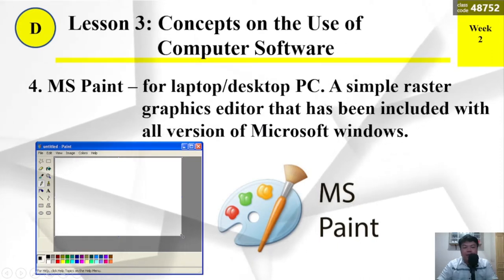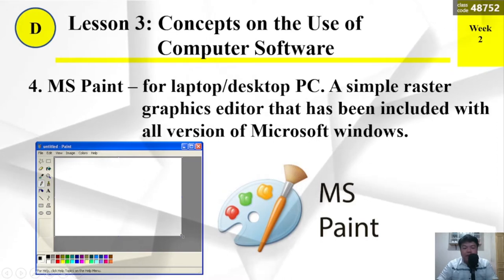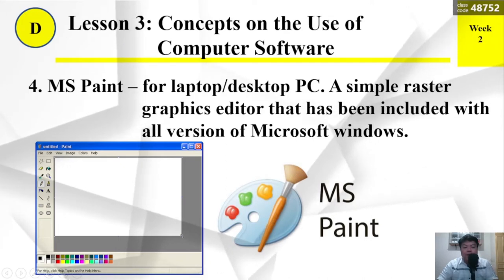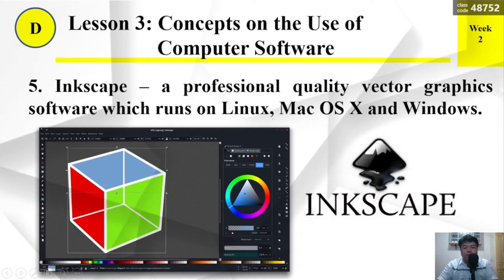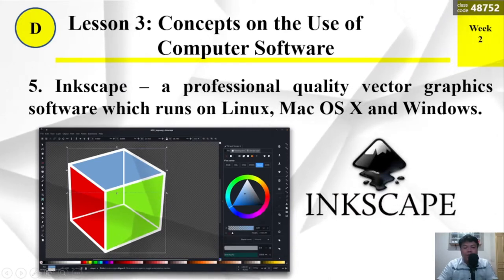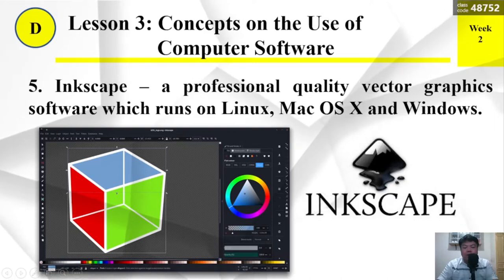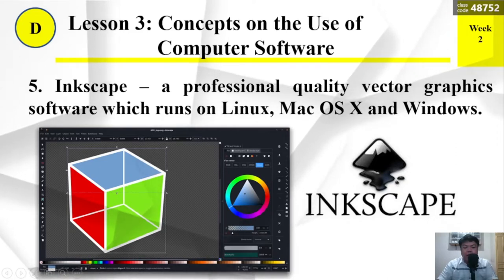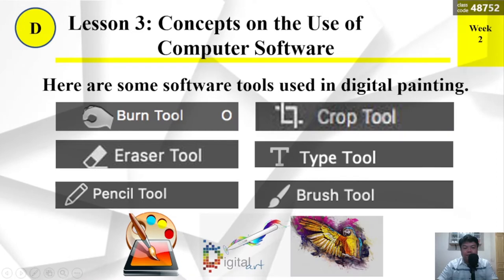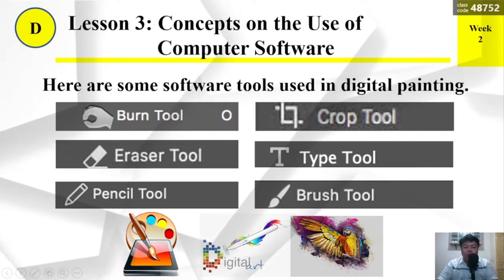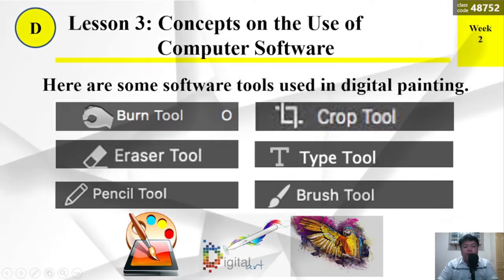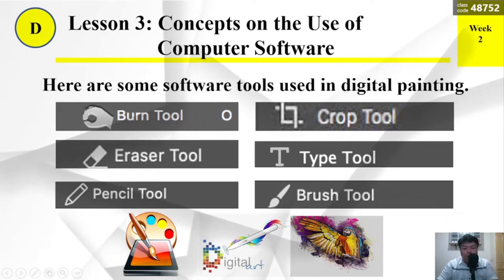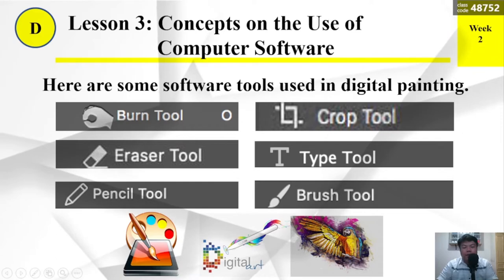MS Paint. For laptop or desktop PC, a simple raster graphics editor that has been included with all versions of Microsoft Windows. Inkscape. Inkscape is a professional quality vector graphics software which runs on Linux, Mac OS, and Windows. Here are some software tools used in digital painting. We have burn tool, eraser tool, pencil tool, crop tool, type tool, and brush tool.